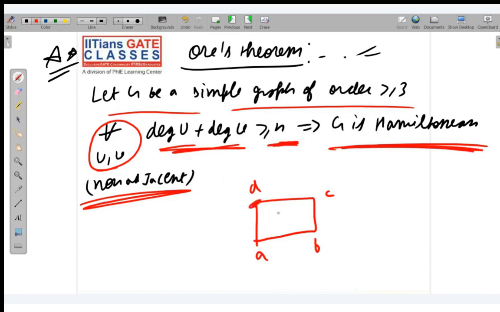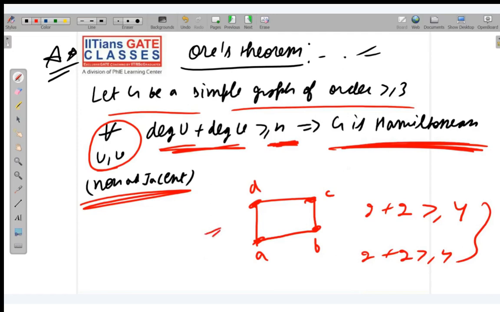So for example, these two vertices are non-adjacent. You add their degrees, 2 plus 2, that is 4. So it is greater than or equal to the number of vertices. Yes. Another non-adjacent pair is this one, 2 plus 2, greater than or equal to 4. Yes. So for every pair of non-adjacent vertices, the sum of degrees is greater than or equal to n, so the graph should be Hamiltonian. This is Hamiltonian for sure, no need to check. So this is again a one-way theorem.